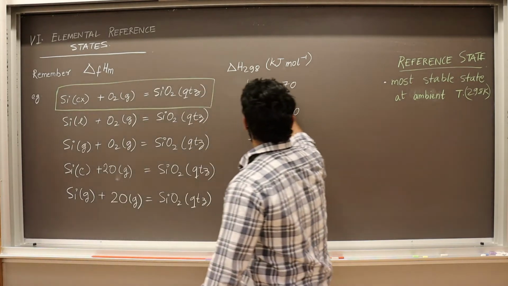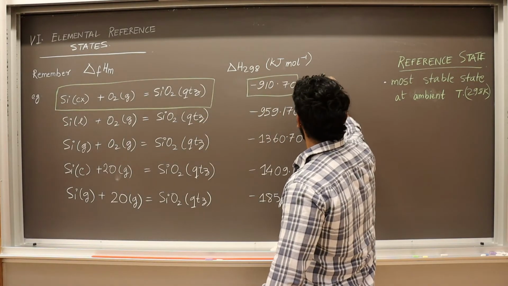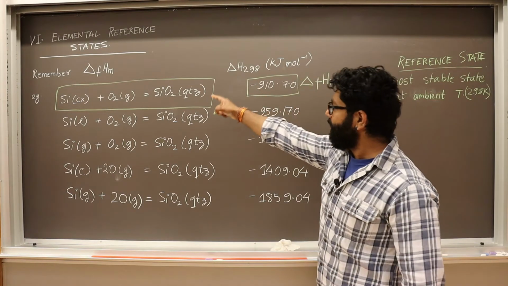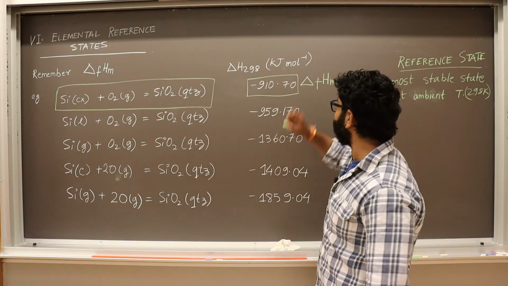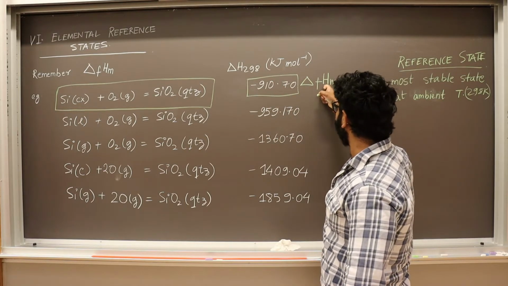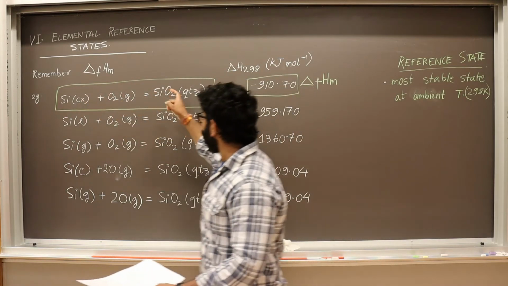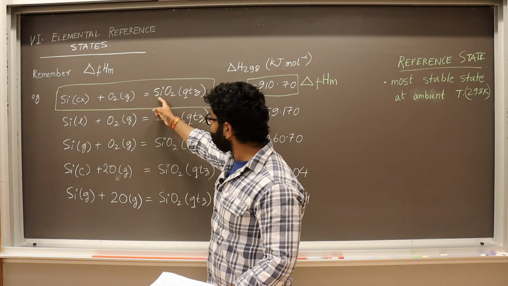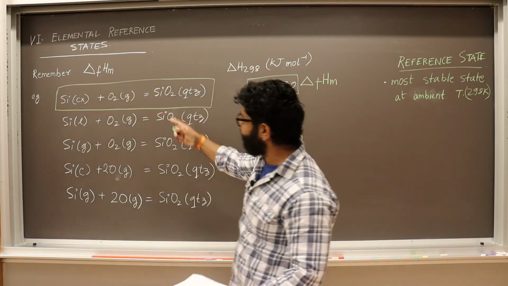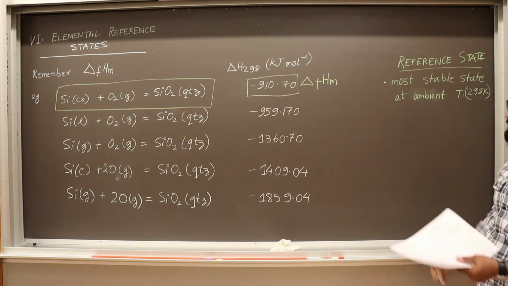So this delta H became the delta H of formation, the molar enthalpy of formation of quartz. Why? Because we are creating quartz using the constituting elements which are themselves in their reference states. And what is that reference state? Generally, it is the most stable state at the ambient temperature.